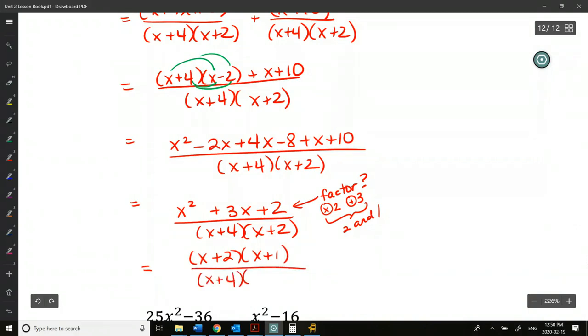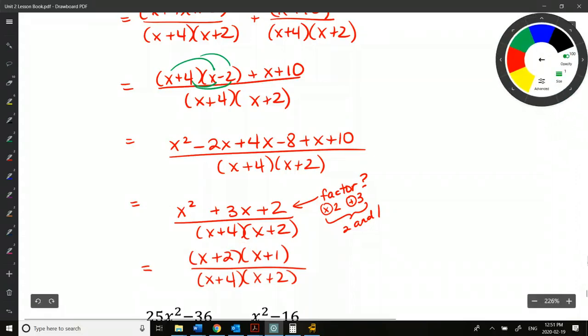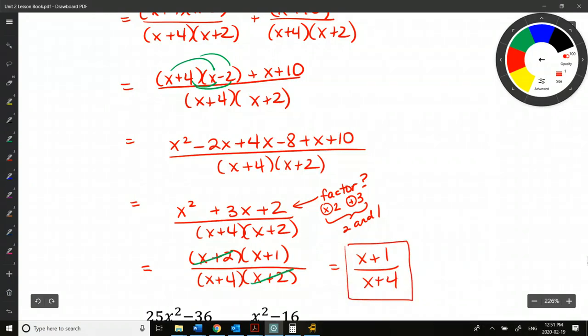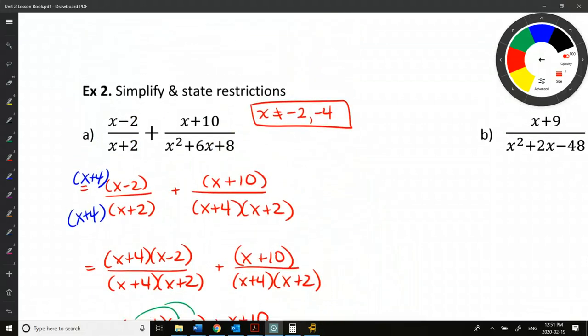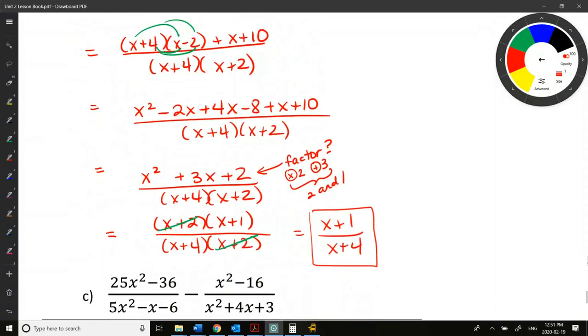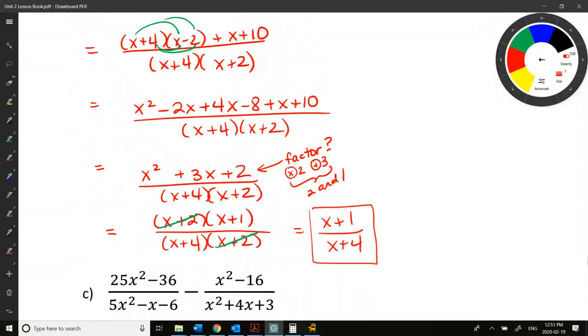And now we can cancel out x plus 2, because there's all multiplication happening on the top. So we will cancel that. There's no plus or minus sign, right? Exactly. And we're left with x plus 1 over x plus 4. Okay, and then your restrictions that you listed above are also part of your answer. So you can either write that next to your answer or just make sure you have it somewhere boxed up.